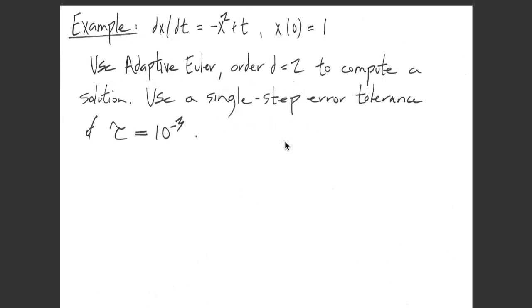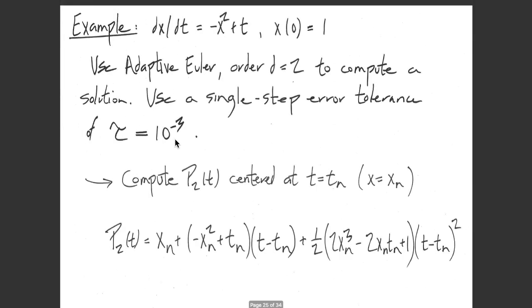So let's take a look at an example. Let's take our familiar initial value problem here. We've been working with this guy all along, and use the adaptive Euler method of order 2 to compute a solution. We'll use a single step error tolerance of tau equal 10 to the minus third. And notice I don't specify a step size here, because at each step of the adaptive method, we're calculating the biggest step size we can take in order to stay within our error tolerance.